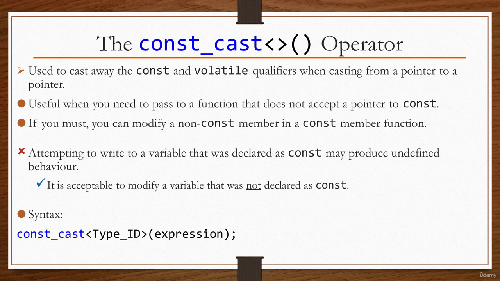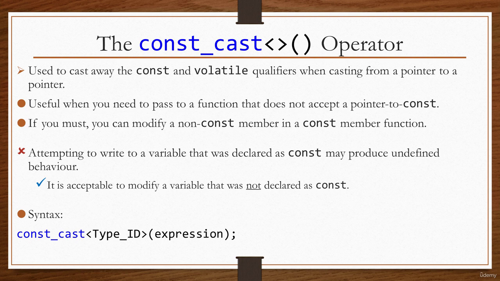Of course, I do not recommend modifying the state of the object in a const function, but there is a trick that I will show you later on in the lecture using this const_cast. Now, modifying a variable that was declared as const may produce undefined behavior, but it is acceptable to modify a variable that is not declared as const. That is, if you have a pointer and you dereference it, you do not want to modify the variable that was declared as const, that the pointer is pointing at, because that may produce undefined behavior. We will see some examples of this.